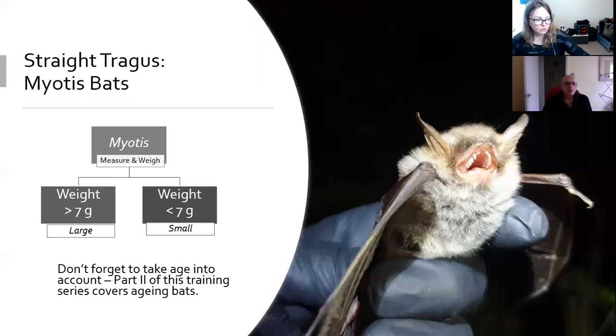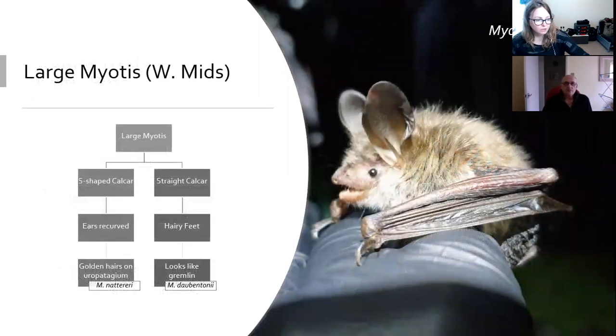And then we went into looking at separating Myotis bats, which have a straight tragus, and looking at separating natterers and Daubenton's. Basically, these are large Myotis in the West Midlands. We don't yet get Bechstein's bat, so we didn't include that in this separation.